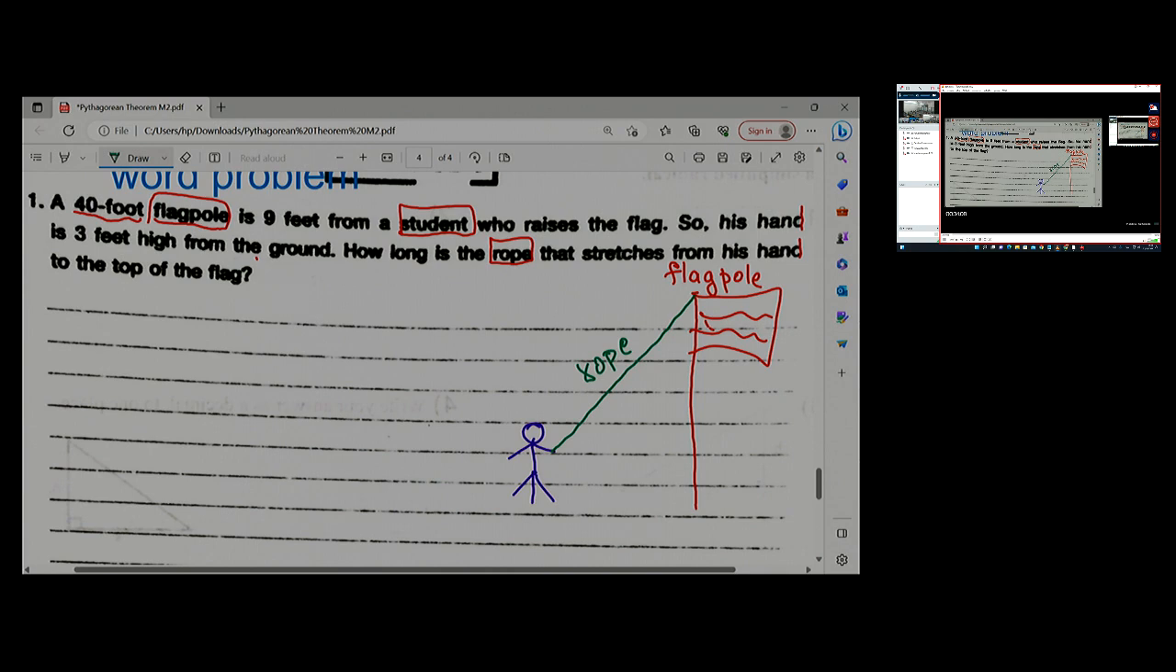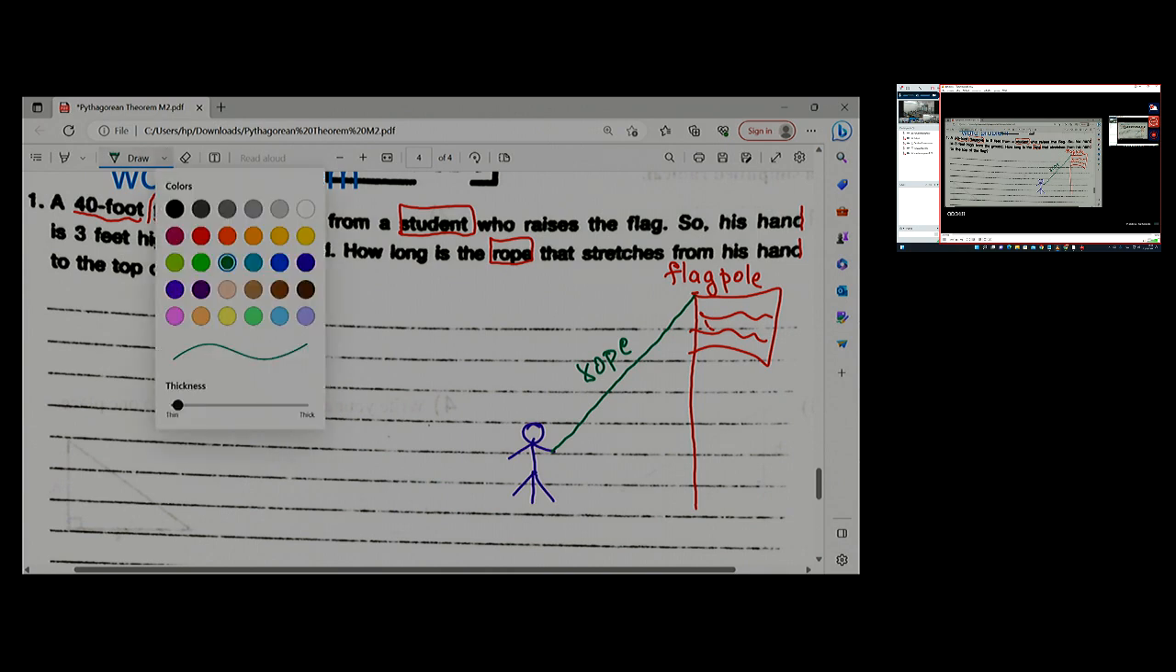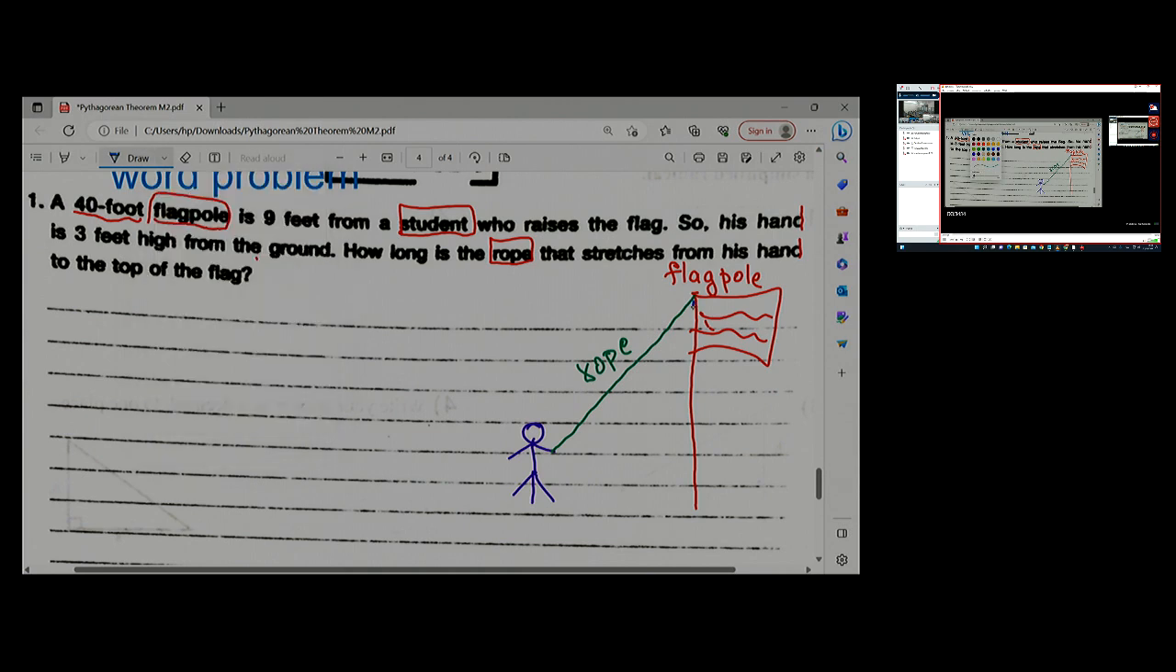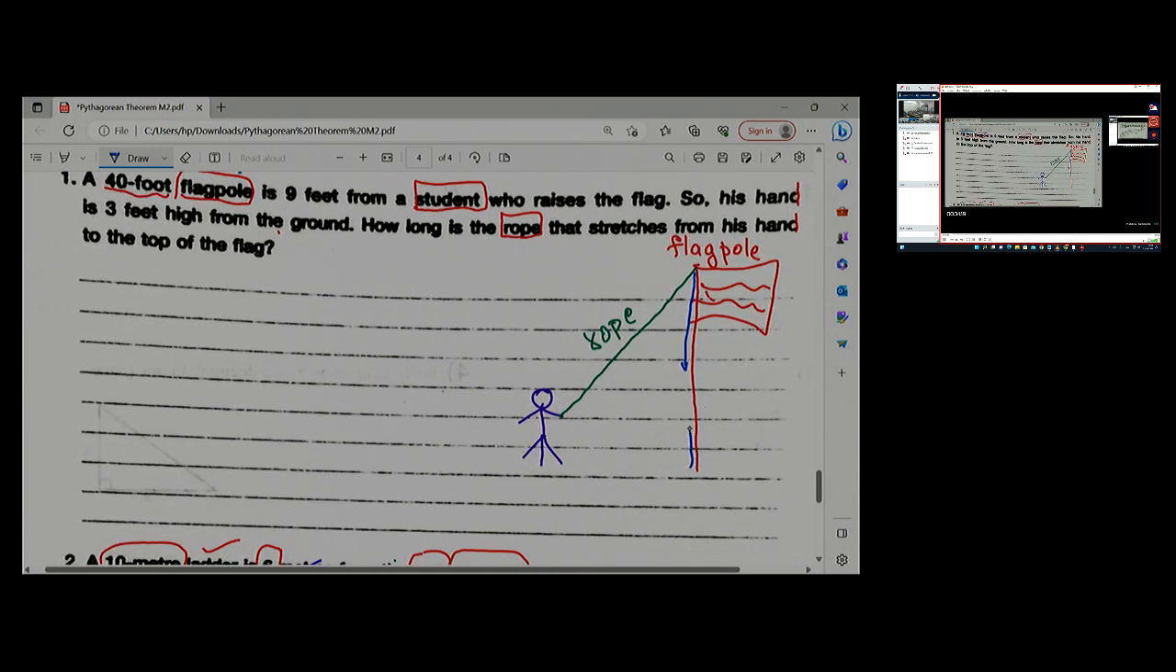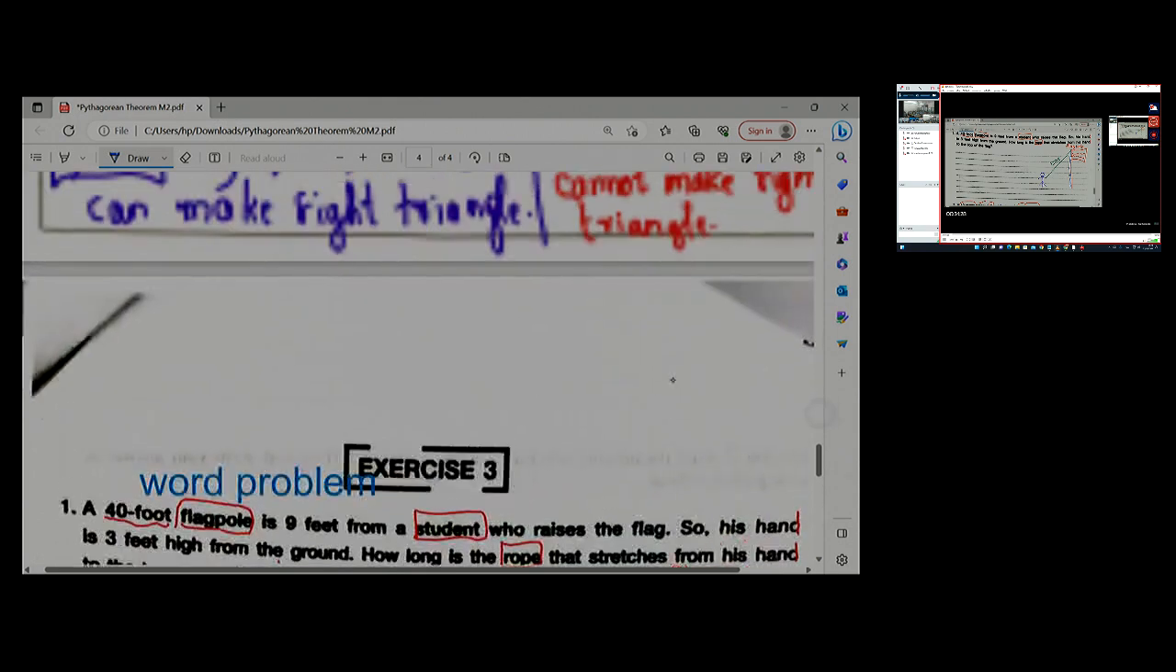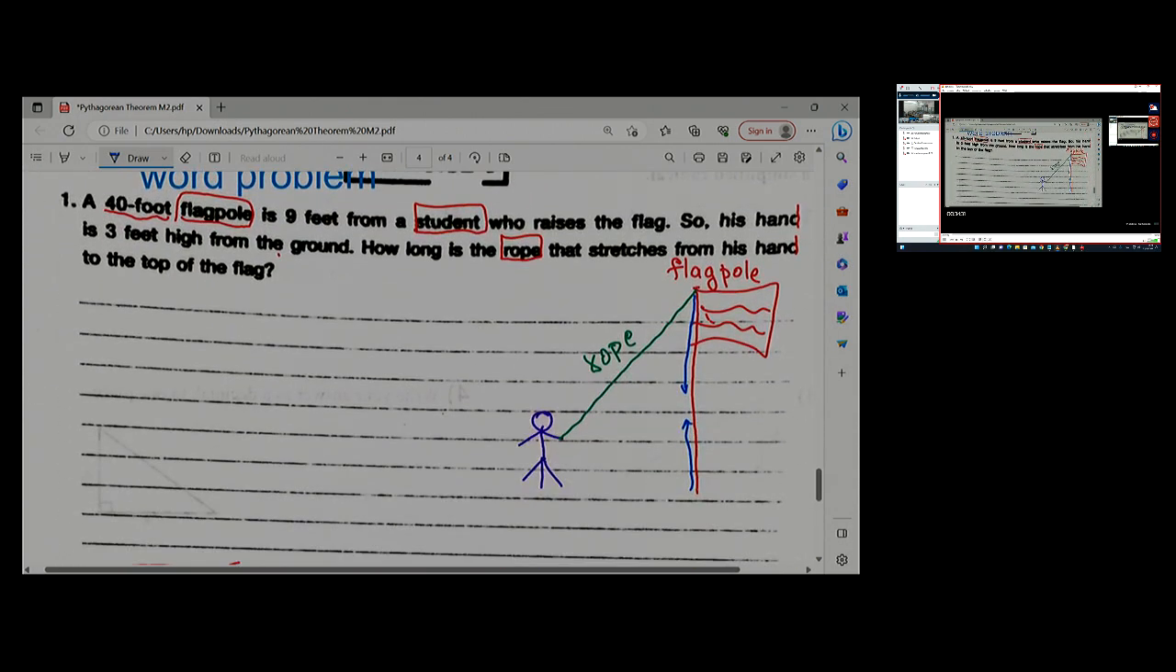Is it a right triangle now? Not yet. Okay? So how to make a right triangle? Look at here. First of all, what is the height of this flagpole? How high is the flagpole? เสาธงสูงเท่าไหร่เอ่ย 40 foot. So just write 40 now. Okay? 40. And how high is this hand from the ground? How high is this? 3 feet. Very good. It is 3 feet.